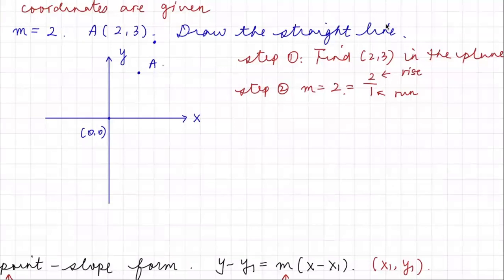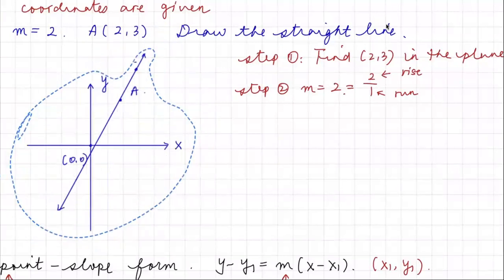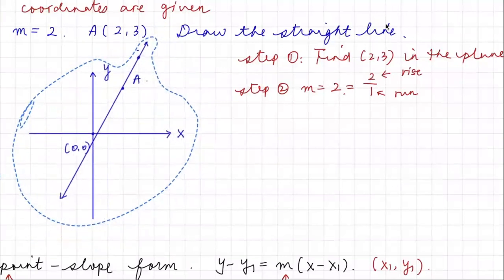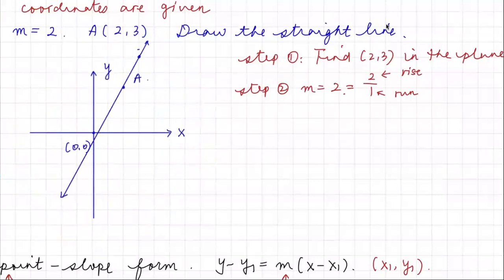Now we join these 2 points. And this straight line is the one that we need to find. This is the straight line that we're looking for.